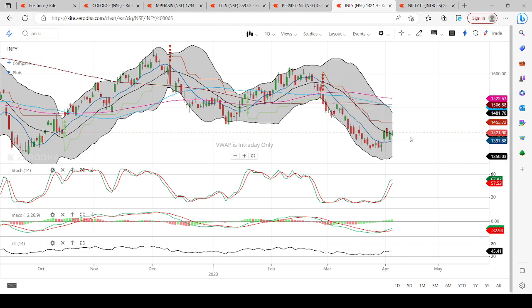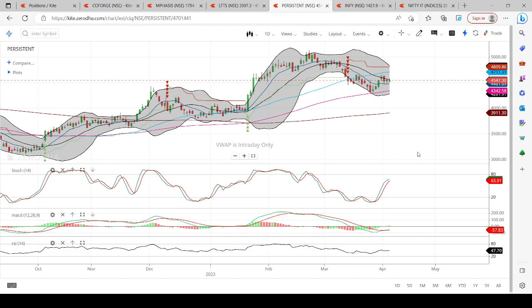The immediate target which I look for in Mphasis is the test of the 200 moving average, which is in maroon color, that is 1506. So you have an 85 point move from the last close. 1421 is the last close. So it is 79 points over there and 6 points over from 1500. So it will be like an 85 point move. That's all about Mphasis. Then the next one is Persistent.